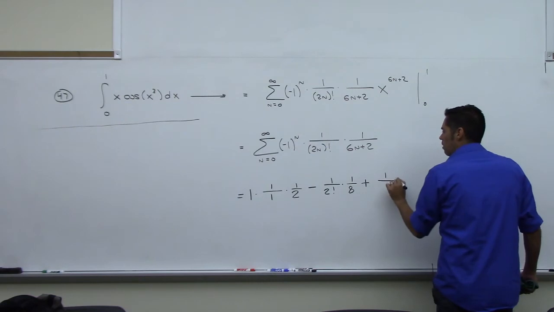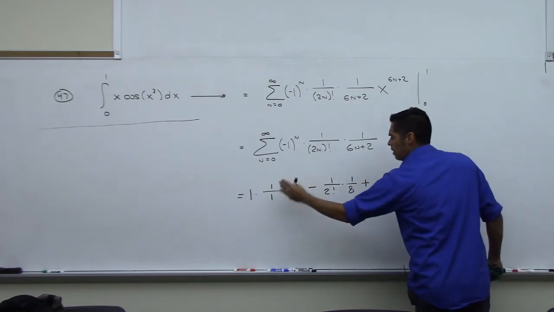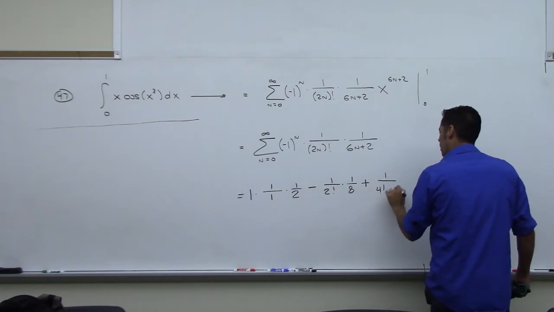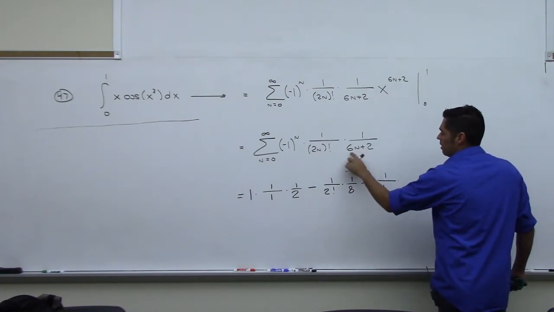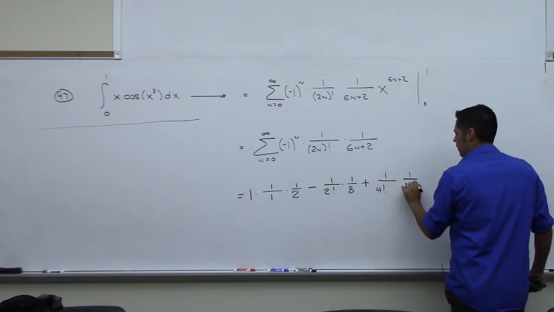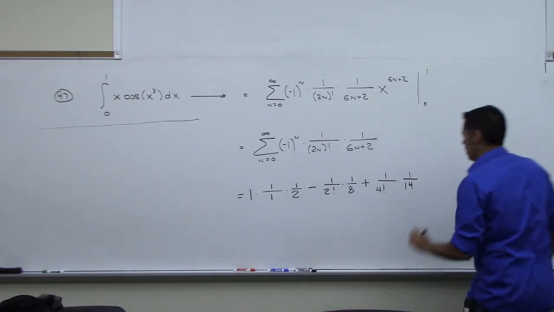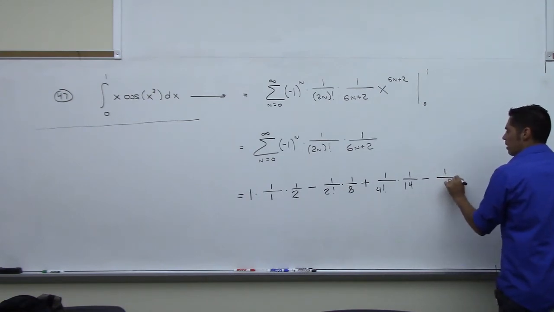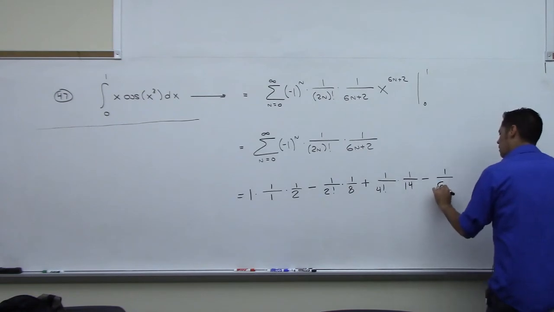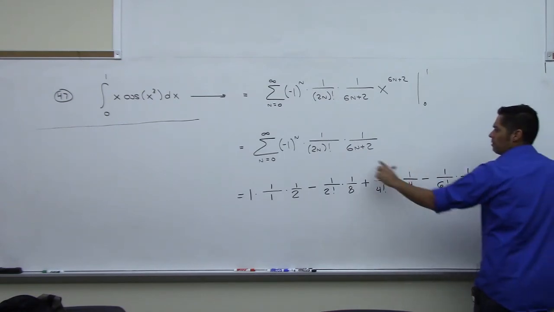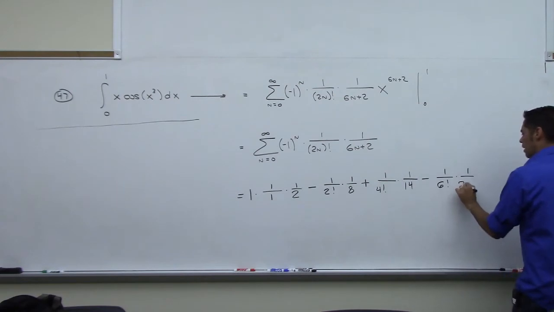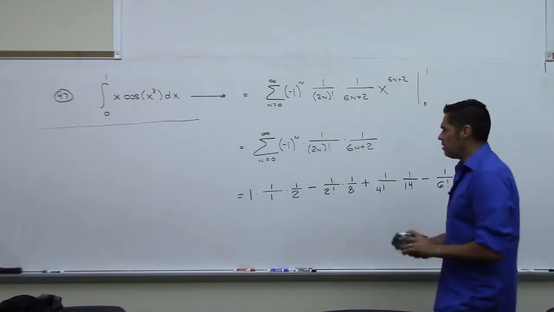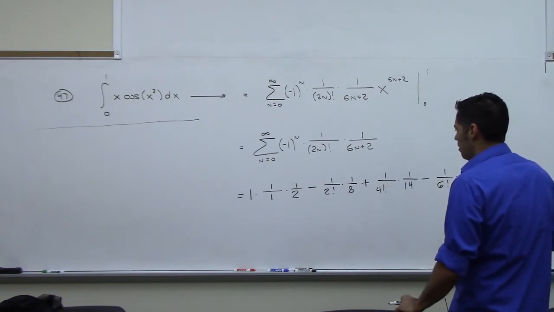Then I get 1 over, where am I at? I plugged in 0, 1, now I'm plugging in 2. So that's going to be 4 factorial times, when I plug in 2 here, 12 plus 2, I get 14. And then the next one, we're going to get a minus this time. I get 1 over, I'm plugging in 3, so I get 6 factorial times 1 over, 3 here, I get 18 plus 2 is 20. And I will keep doing this, and I need to know when I will be correct to 3 decimal places.